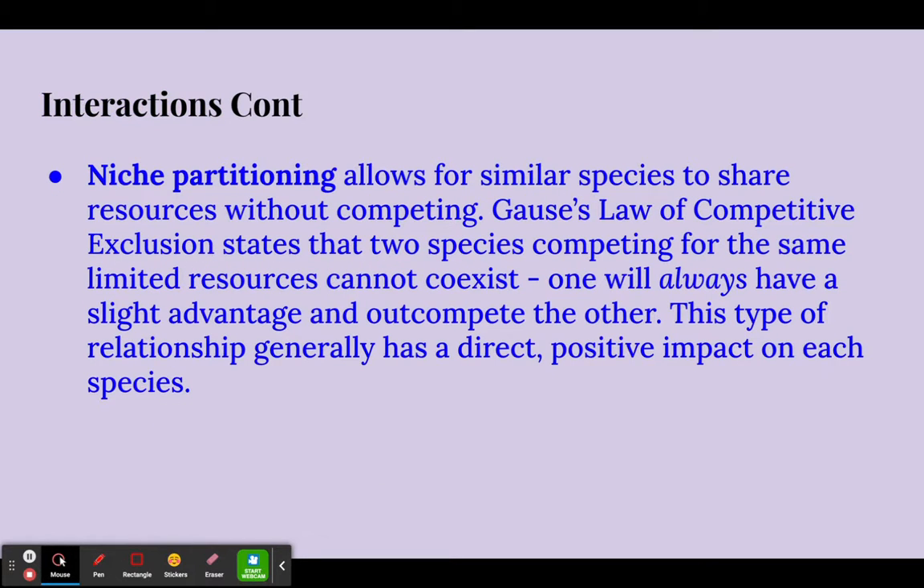Niche partitioning allows similar species to share resources without competing. We call it Gauss's law of competitive exclusion. This is when two species compete for the same limited resources, they can't coexist. One will always have a slight advantage and outcompete the other. This type of relationship generally has a direct positive impact on each species.